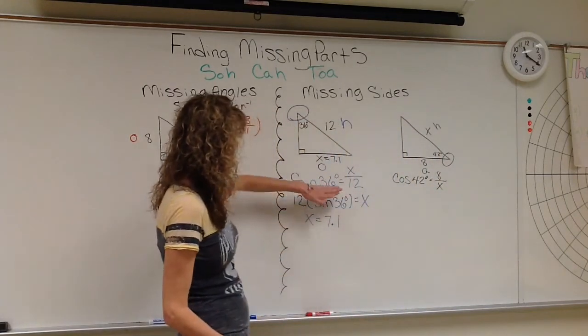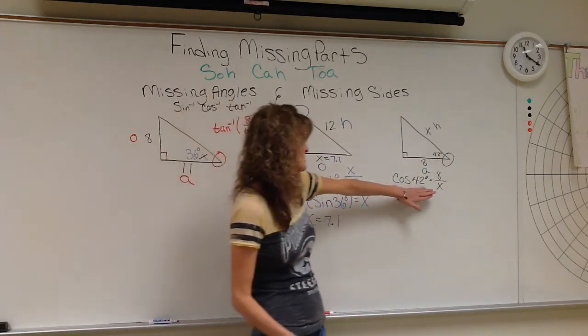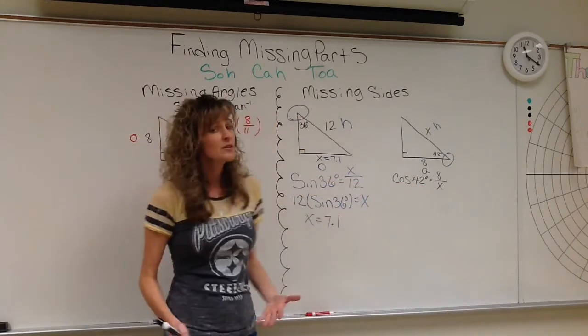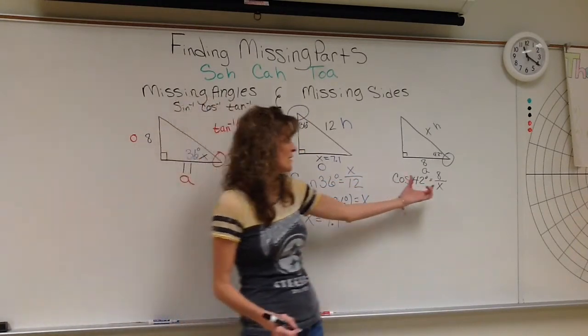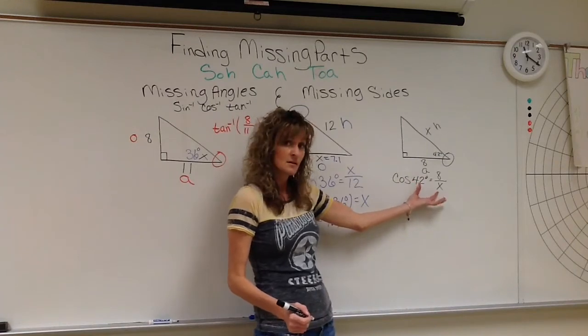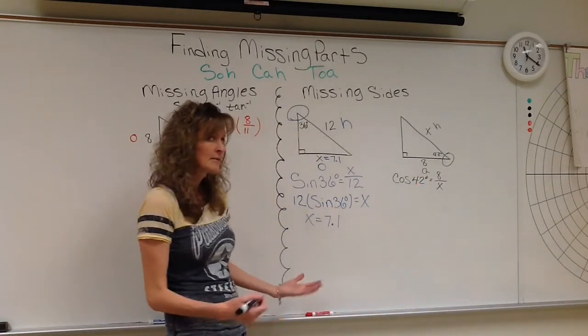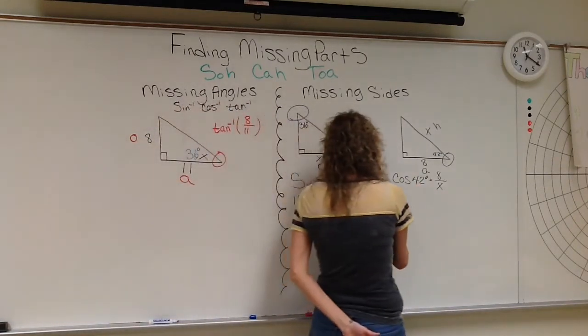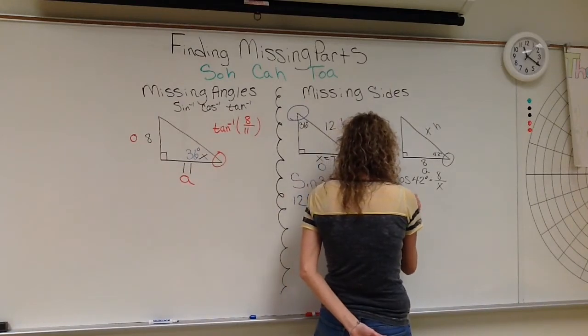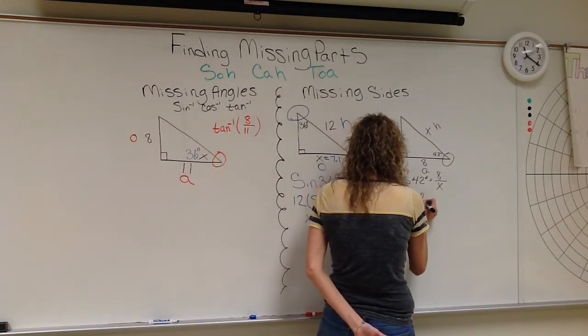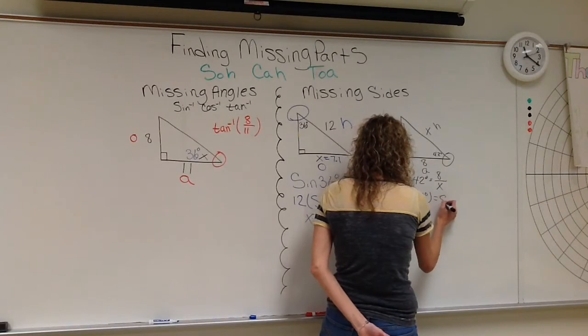So I want you to notice the difference between this one and this one. I'm still going to do the same method. I'm going to multiply across by my x. I'm going to multiply both sides by x. I'm going to clear that denominator. So x times the cosine of 42 degrees equals 8.